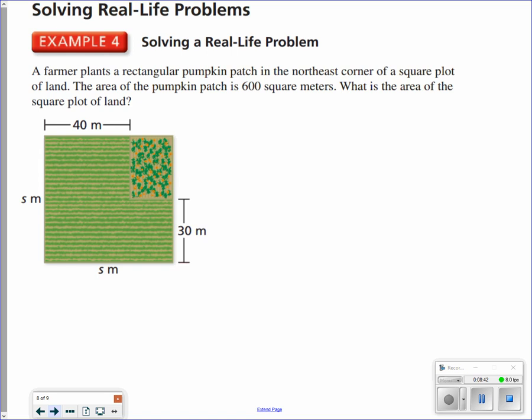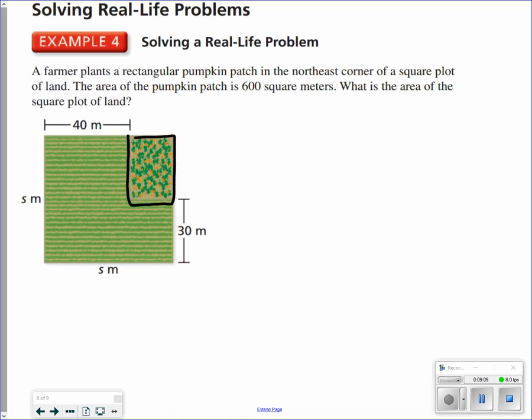A farmer plants a rectangular pumpkin patch in the northeast corner of a square lot. The area of the pumpkin patch is 600 square meters. What is the area of the square plot? So now, I don't know this. I just want to find out what this area is. Now let's look at this.